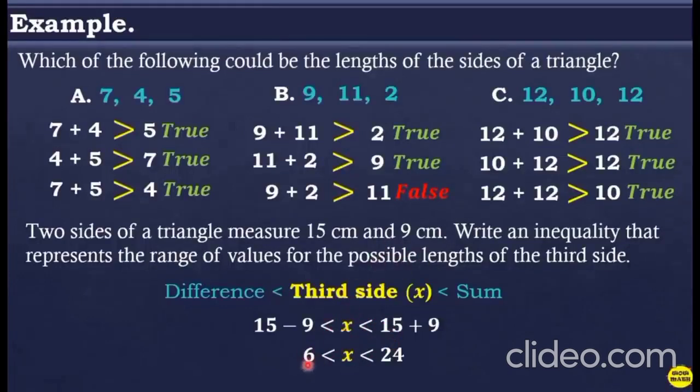Bakit hindi pwede si 6? Kasi po, kung ito yung third side niya at inadd natin to, 9 plus 6, that is 15, which is equal to 15. Eh, diba? Based dun sa ating triangle inequality theorem, the sum of the two sides must be greater than the third side. So, kung equal siya, ibig sabihin, hindi po yan makaka-form ng triangle. That's why, the possible range of values for the length of your third side must be from 7 to 23 only.